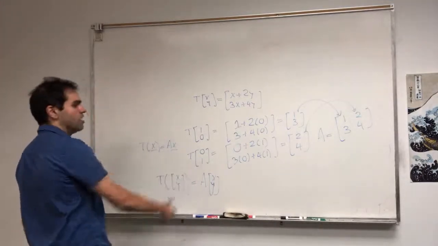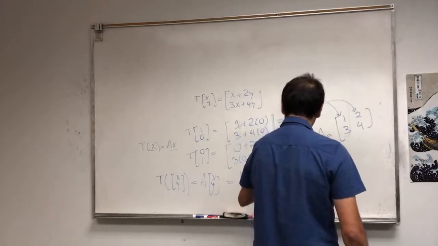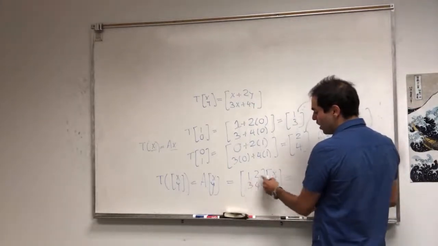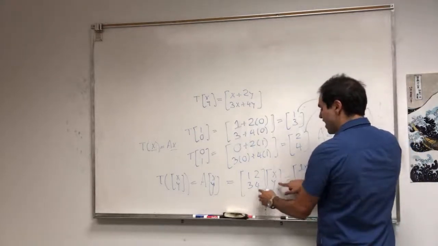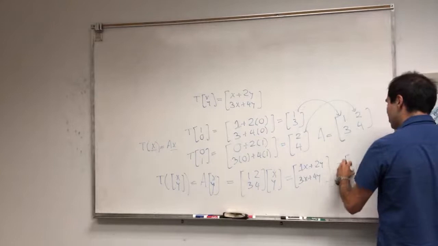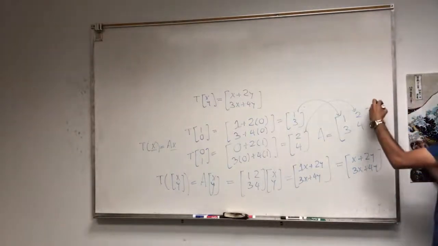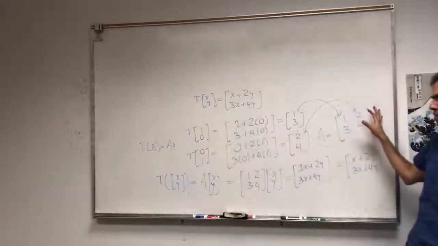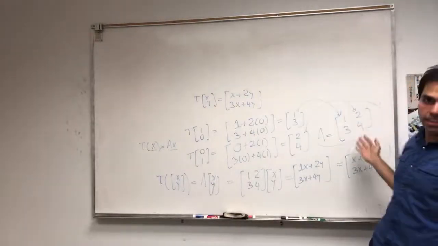So here, T of (x, y) is A times (x, y), which becomes the matrix 1, 2, 3, 4 times (x, y). In chapter 2, you will learn how to multiply matrices. But basically what you get is 1 times x plus 2 times y, and 3 times x plus 4 times y. Again, that's how we will multiply matrices, and that is just x plus 2y, and then 3x plus 4y. So that's really the definition of the matrix of a linear transformation. Methodologically, you calculate those two things and put them in a matrix, but really what this means is that T is just multiplication by this matrix A. And in fact, notice we do get the exact same example.